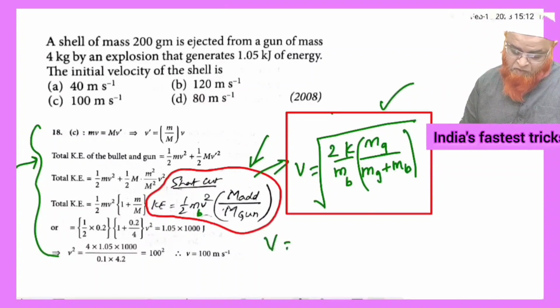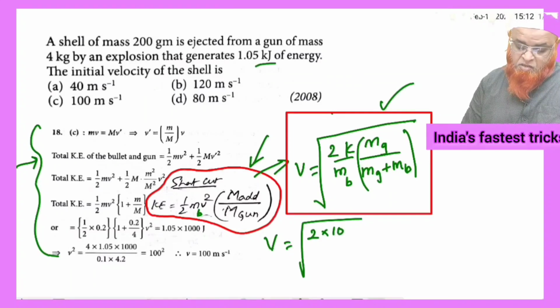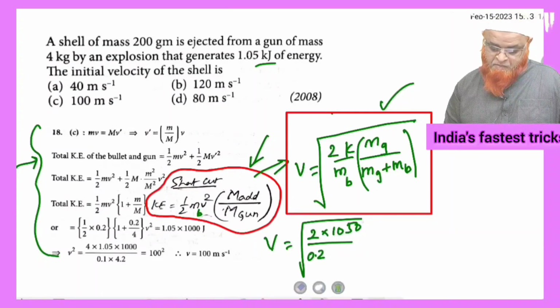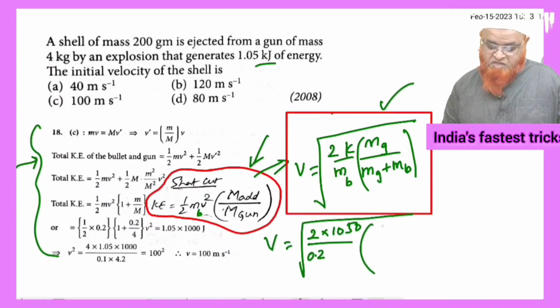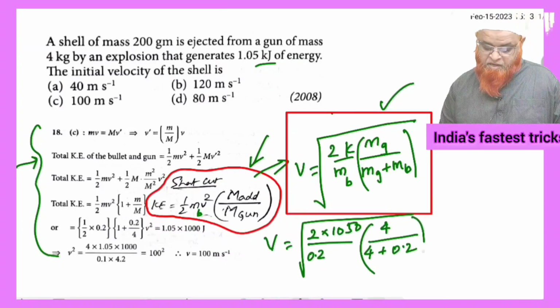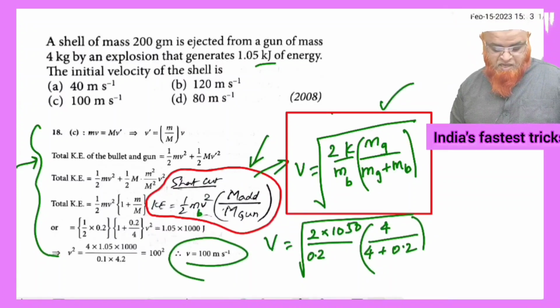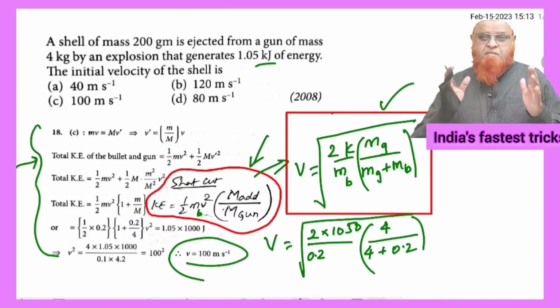It's very simple. So velocity is nothing but square root of 2 into kinetic energy, that is kilojoules, means you have to convert into joules. So 1050 divided by mass of a bullet. Mass of a bullet is 200 grams, can be taken as 0.2, and this you extend here, and mass of a gun, which is nothing but 4 kg, divided by mass of a gun is 4 kg plus 0.2. So if you just simplify this, finally you will be getting the answer as 100 meters per second.